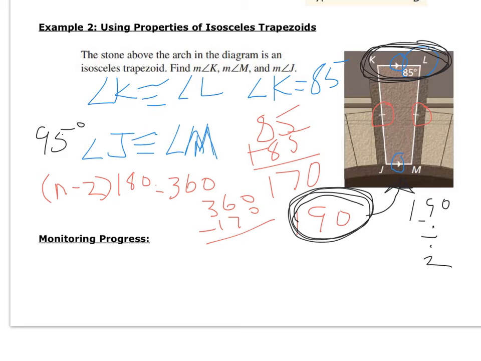And so if you added 95 plus 95 plus 85 plus 85, you would get 360 for your total. And if you add stuff up and it doesn't equal 360, then you know you have something wrong, because it's a quadrilateral and it has to meet those conditions with the angles.